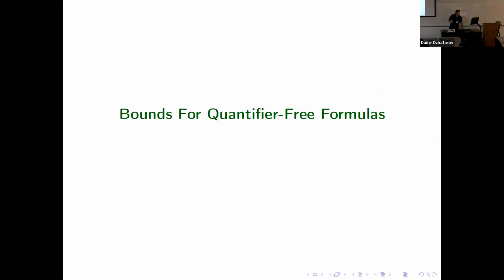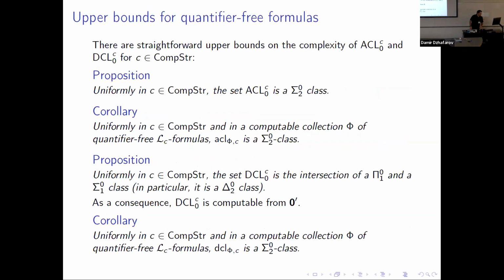Okay. So now we want to consider just the quantifier-free formulas, because we're in a computable language, so when in doubt, quantifier-free formulas are something we can get a computable handle on. And there are a couple of easy bounds that we get. First off, it's not hard to show that these are upper bounds, that for any computable specific model, ACL 0 is sigma 0, 2.